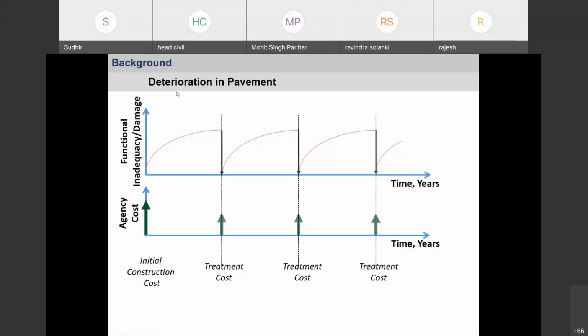Now, the treatment could be different for structural inadequacy and functional inadequacy, right? Depending on what is the damage, what is the inadequacy, the transportation agency can decide what type of treatment needs to be provided.